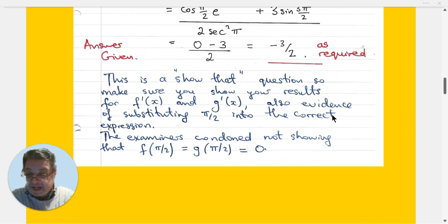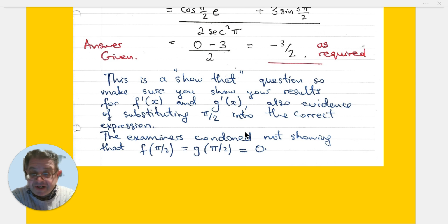I think the main problems here would be, firstly, not differentiating correctly, and secondly, not showing enough details, particularly of substituting pi over 2 into the correct expression. The examiners here condoned not showing that f(pi over 2) equals g(pi over 2) equals naught. Condone means, strictly speaking, you should do something, but the examiners won't deduct marks, and I suspect it's because they did say use L'Hopital's rule, so that is perhaps taken as given.